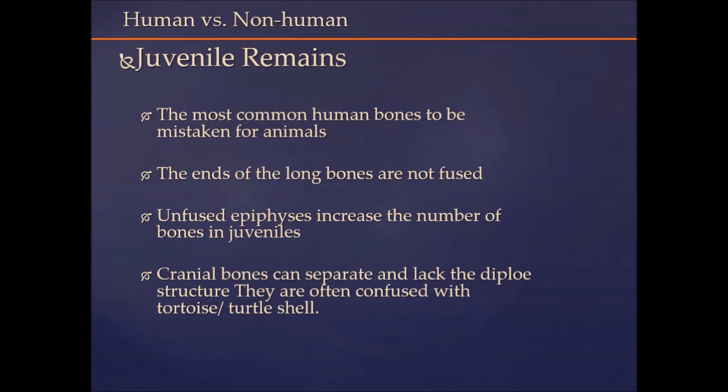Cranial bones can separate and often lack that spongy bone in the middle, which is the diploë. And they're often confused with tortoise or turtle shell. Conversely, tortoise and turtle shell can be brought forth as skull. There's a few dead giveaways. The biggest one is there are ribs attached to the inside of that if you have enough of it. But we'll not get too far into that.